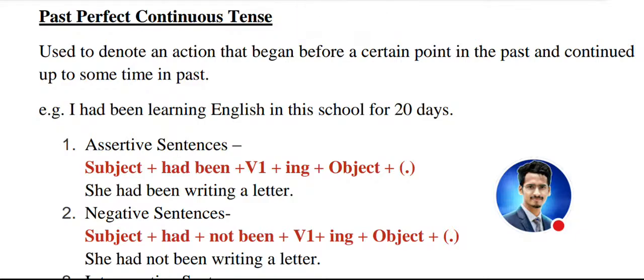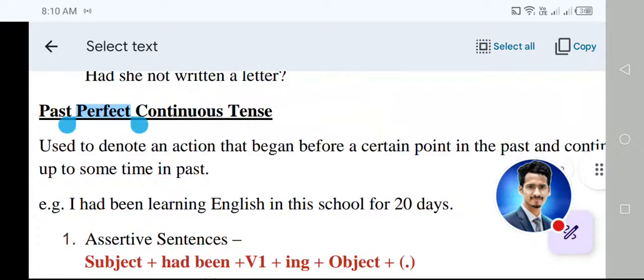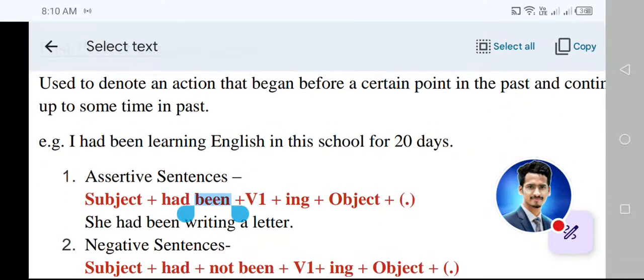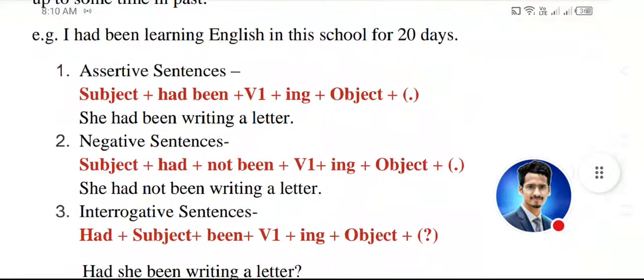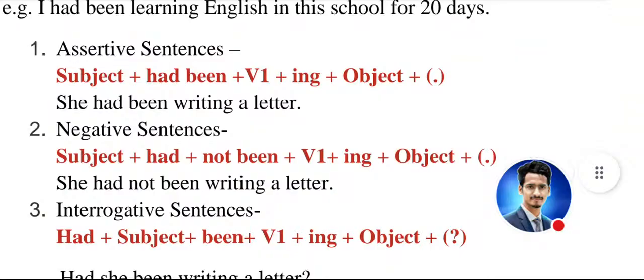And if we see perfect and continuous tense together, then we have to understand there must be a "been". If the sentence is in the present perfect continuous, or past perfect continuous, or future perfect continuous, you can find a "been" everywhere. Okay, so the assertive sentence: she had been writing a letter. And for negative, we use "not" with the auxiliary verb. So, she had not been writing a letter.